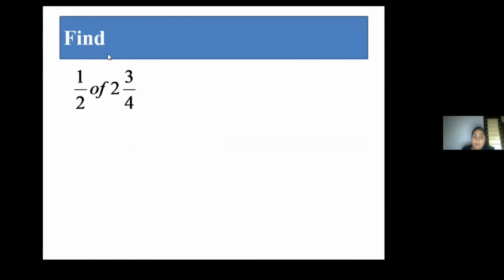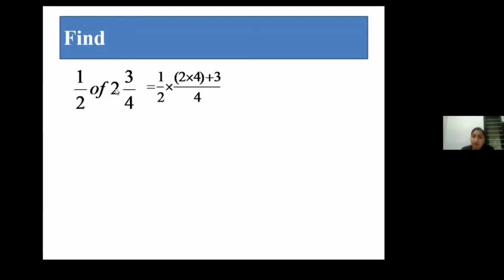So next question, 1 by 2 of 2 3 by 4. Here 1 by 2 is a fraction and 2 3 by 4 is a mixed fraction. So 1 by 2 of 2 3 by 4 is a multiplication of a fraction with a mixed fraction. Here 'of' represents multiplication. So we can rewrite the question as 1 by 2 into 2 3 by 4.